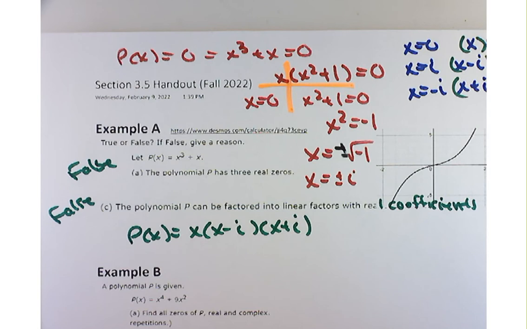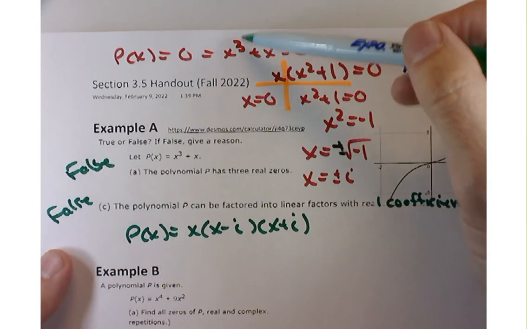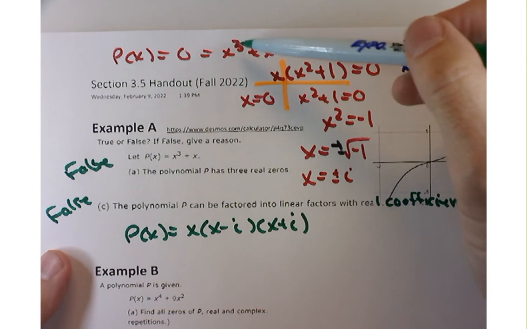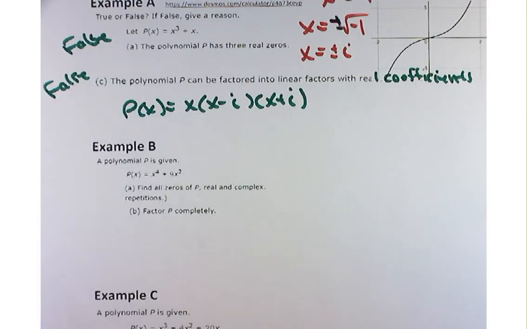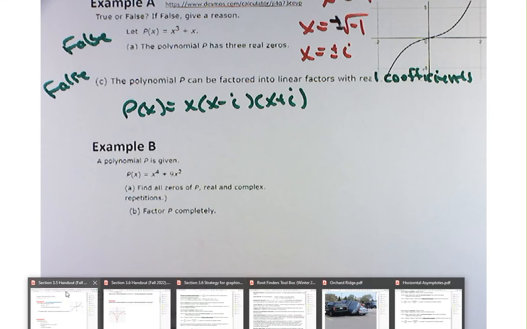All right, so how are we looking on example A? Not bad there. We accounted for all the solutions. We had 3 solutions because it's degree 3. One of them was real and 2 of them were imaginary. All right. Let's move down to example B. Maybe a little bit easier to see over here.